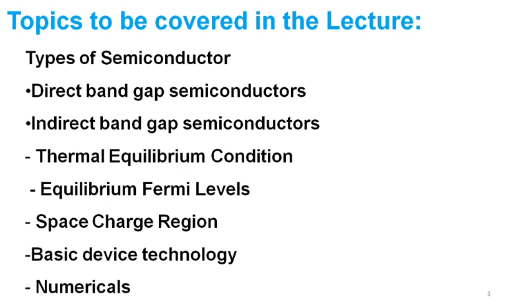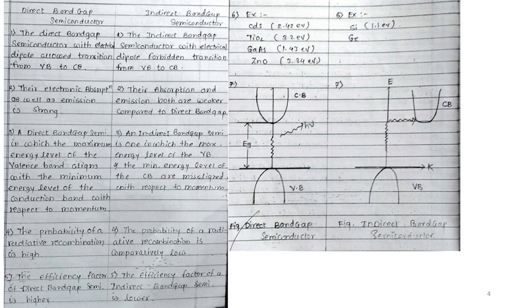Then the topics to be covered in today's lecture: today we'll go for what is meant by direct bandgap semiconductor and indirect bandgap semiconductor, and how we distinguish these two types of semiconductor. This will be followed by the thermal equilibrium condition for the PN junction, then equilibrium Fermi levels, and from that we'll also go for the space charge region and fabrication of PN junction, which is followed by some numericals on that.